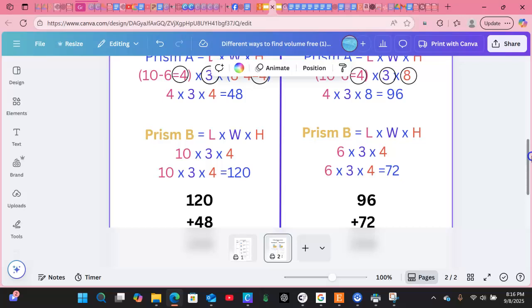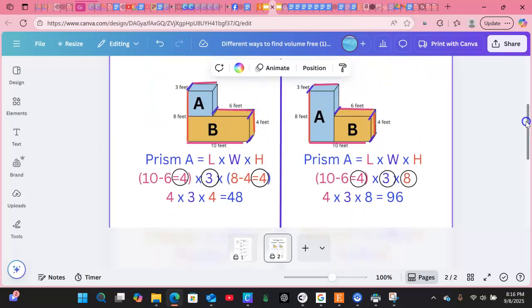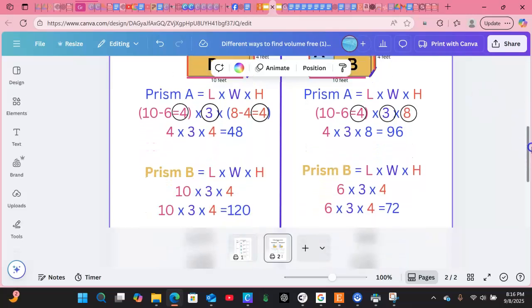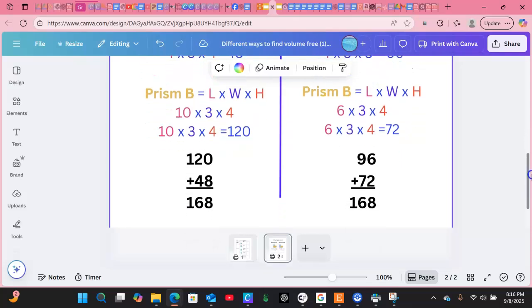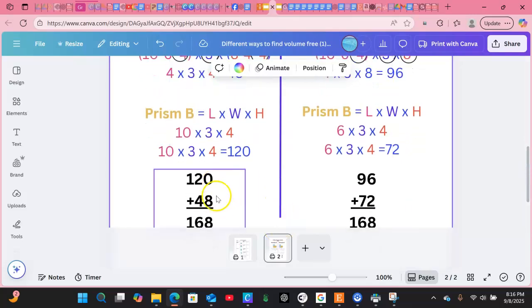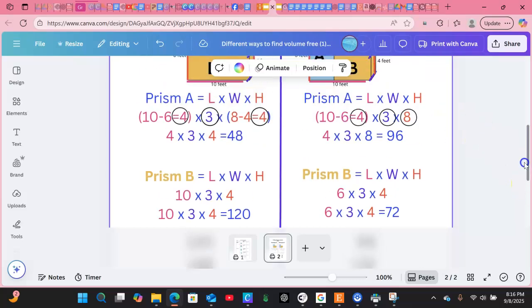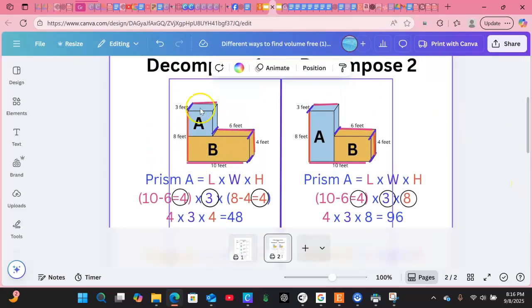So we see that. Now, in order to find the volume for this whole image right here, A and B, we have to add both of our volumes together. So that would be 48 plus 120. And I did that for you down here. 0 plus 8, that will be 8. 2 plus 4 is 6. And 1 plus 0, of course, is 1. So the total volume for this composite prism is 168.